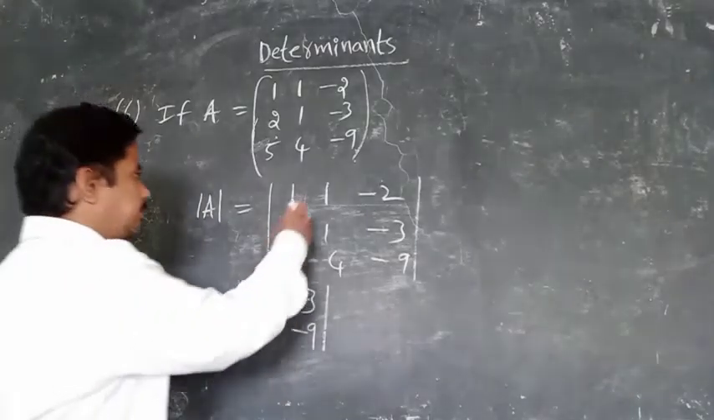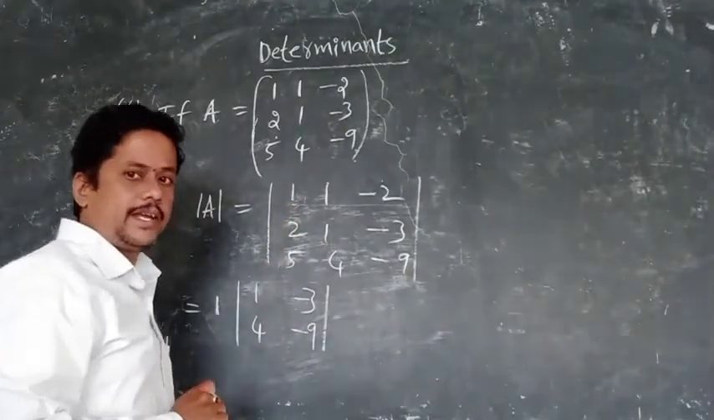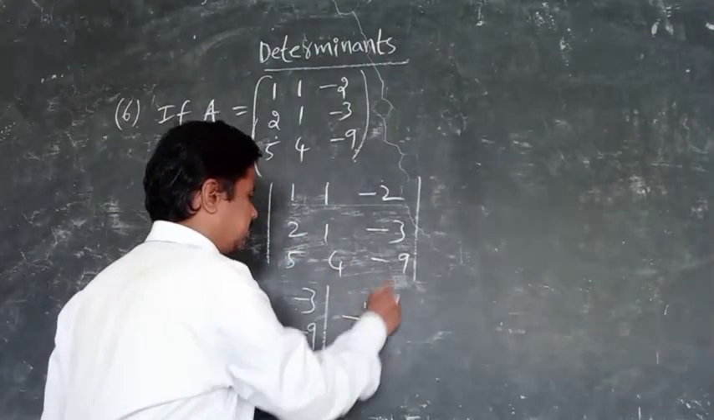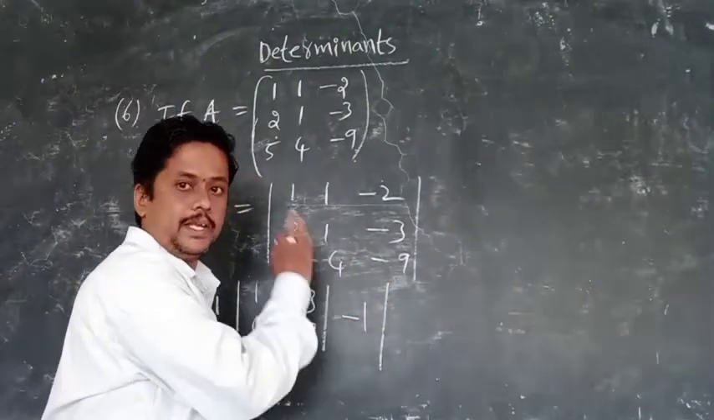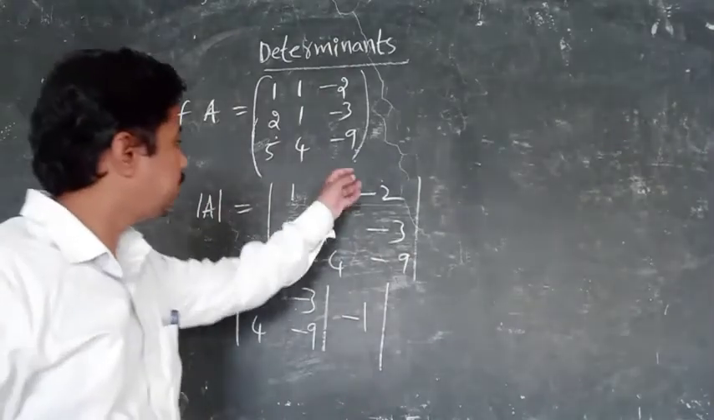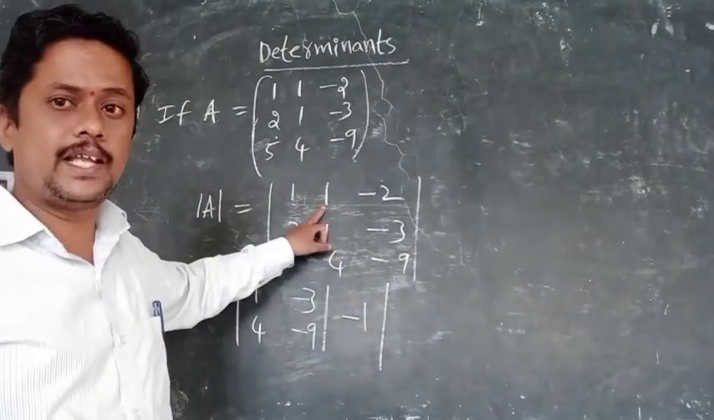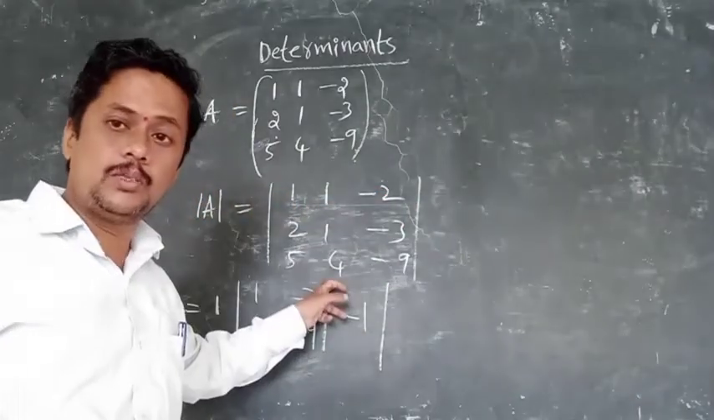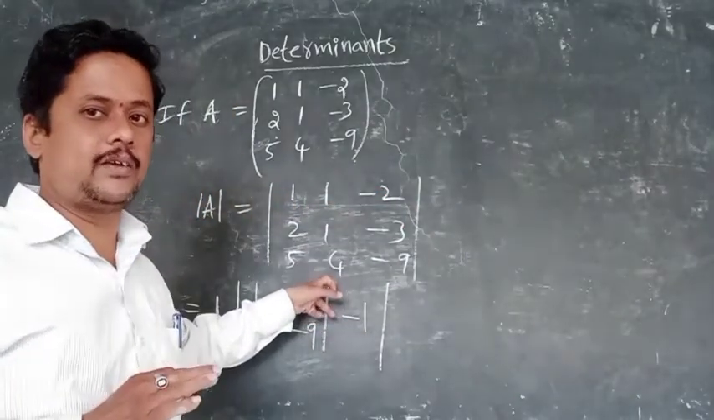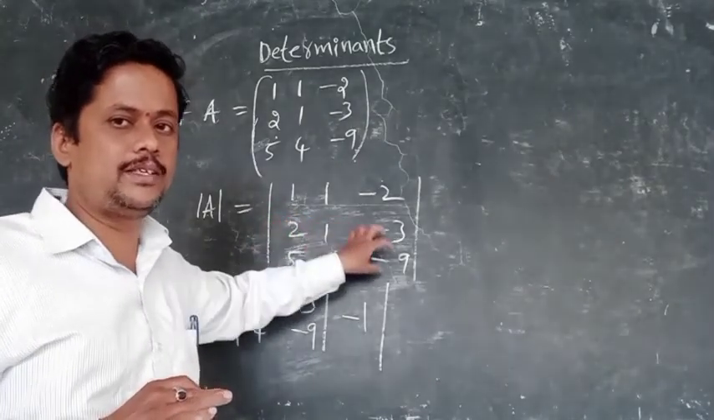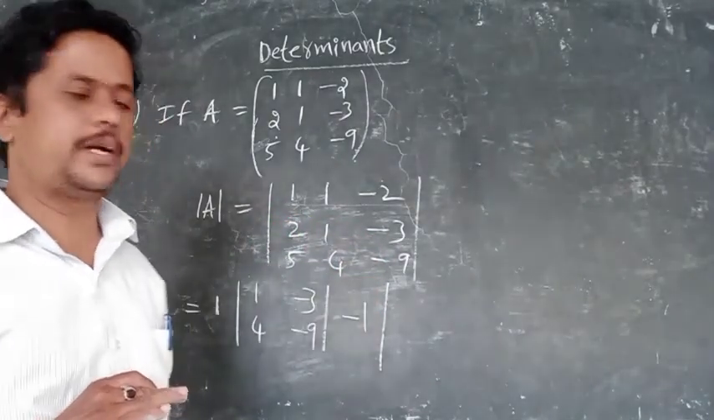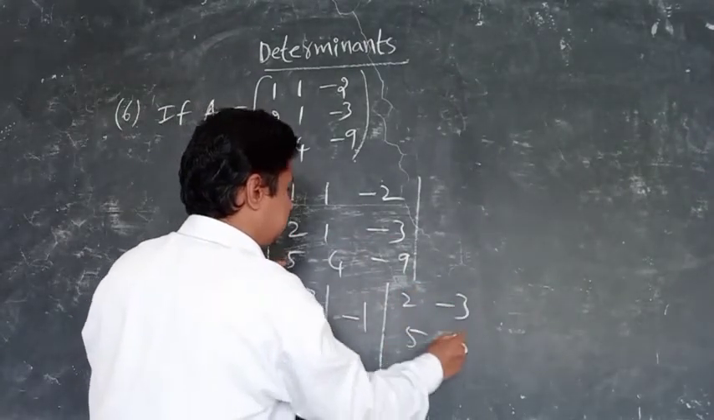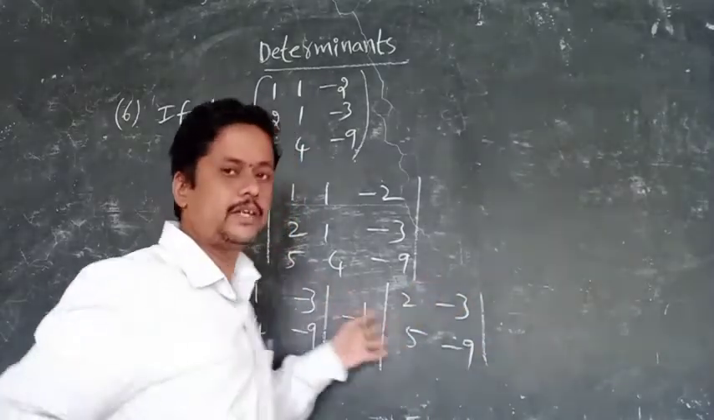Next, the second element. For the second element of the first row you have to take minus. That's why minus 1. This one lies where? It lies in first row and second column. Eliminate first row and second column. The remaining elements should be considered in a 2 by 2 determinant: 2 minus 3, 5 minus 9. Like that you have to write.